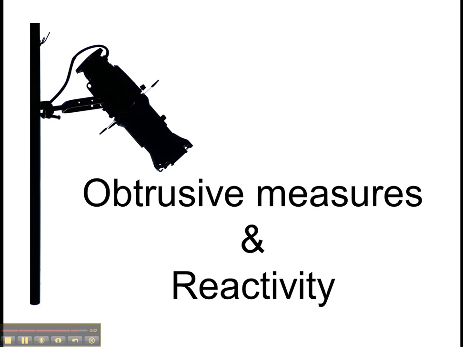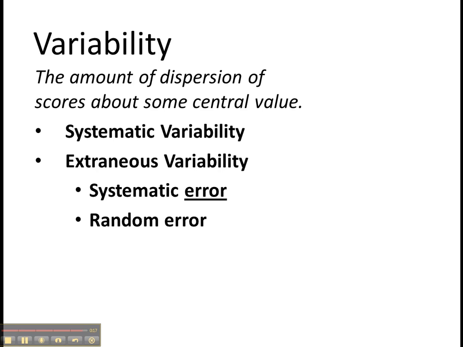If our measures make the participant act differently just because of this process, we need to question whether we're really measuring what we think we are measuring and whether we can draw the conclusions we want to draw. Part of the reason we're concerned about this is because it affects our variability, and the variability is what we're all about. We want to see that systematic variability and reduce extraneous variability, reduce the error in our studies.